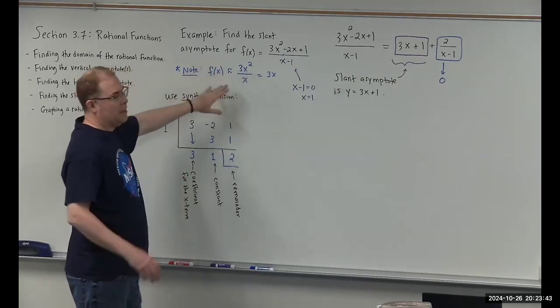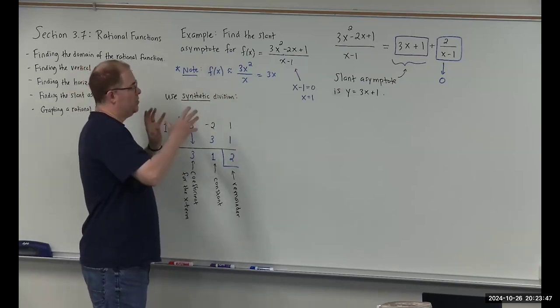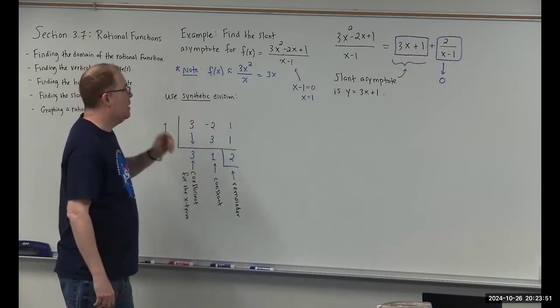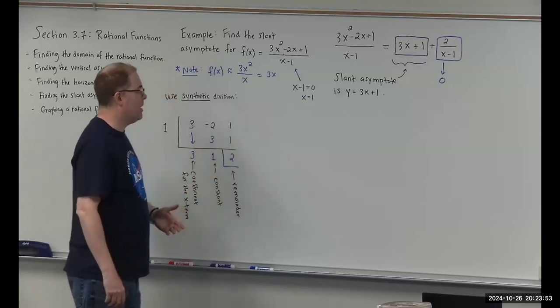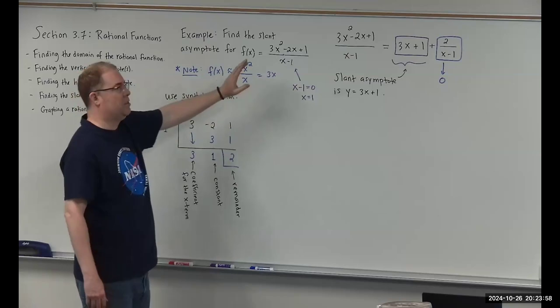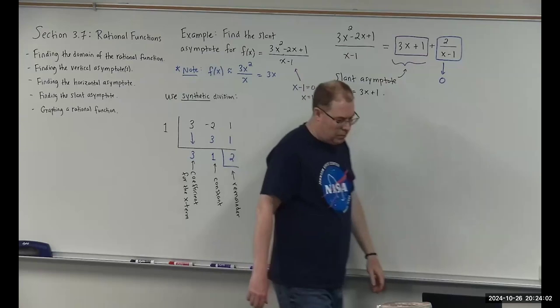It's more of a quick way to see what the function is going to do as x goes to plus or minus infinity. And so to actually find the slant asymptote, we have to go through this process. We can also use long division, by the way, to get the same result.